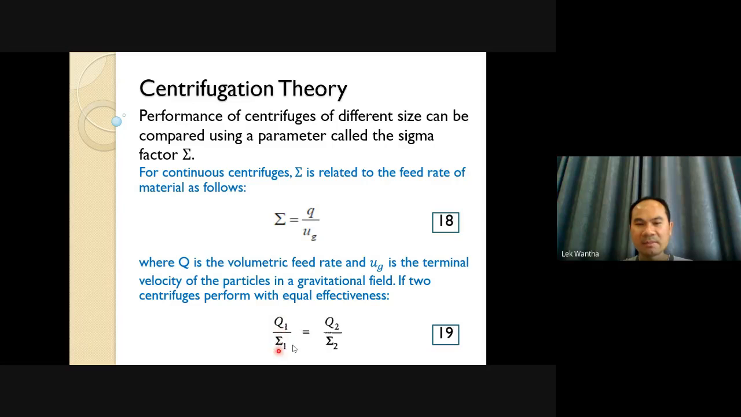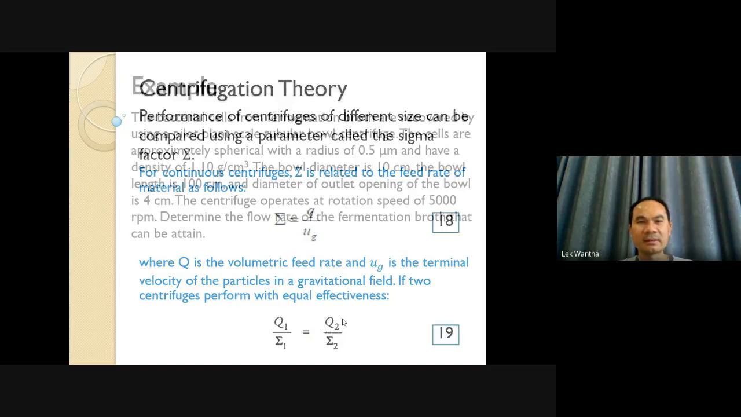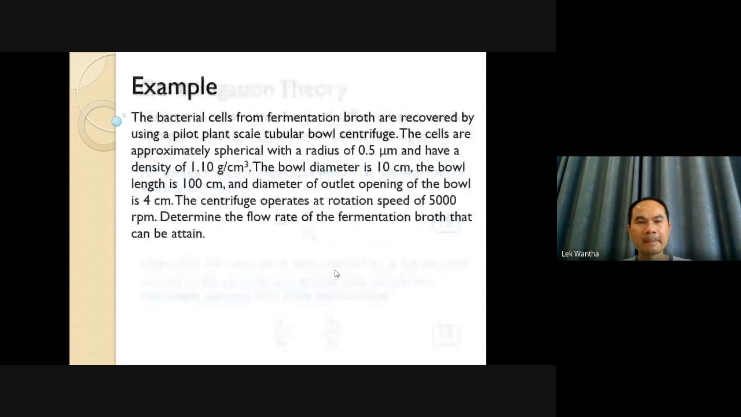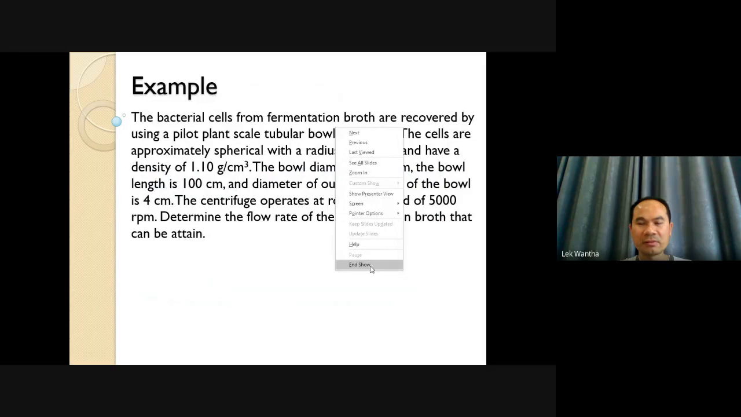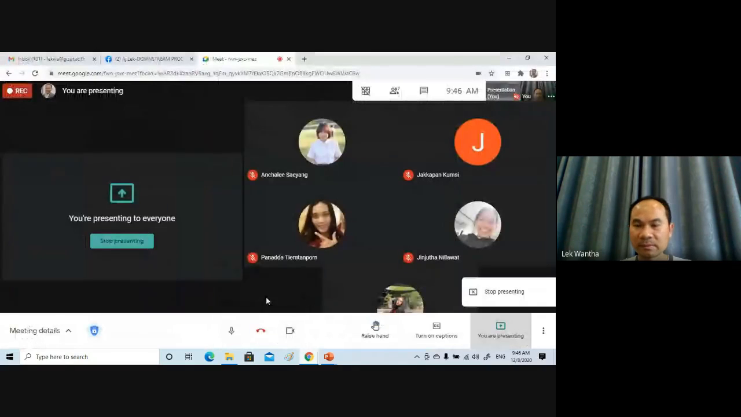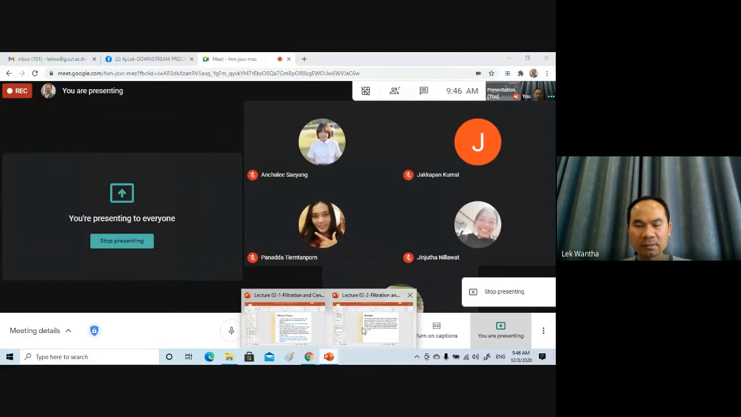That means Q1 divided by sigma 1, for example the lab scale, should be the same as the pilot or industrial scale, Q2 divided by sigma 2. I will show you the equation later, how to use the sigma term and what the equation describing the sigma term is.